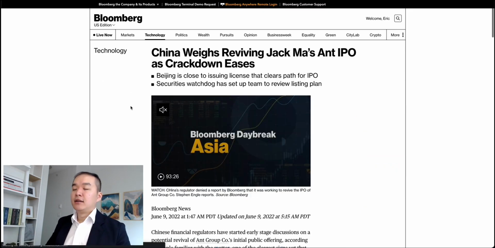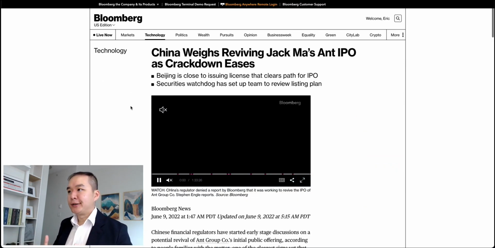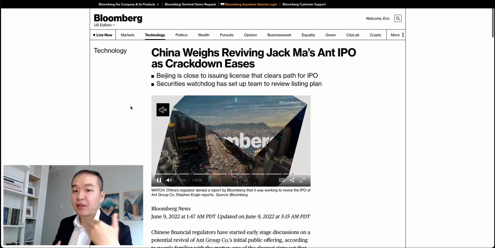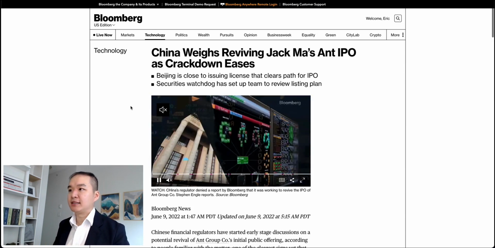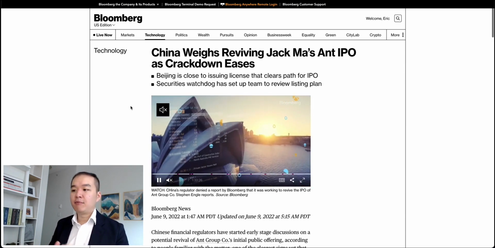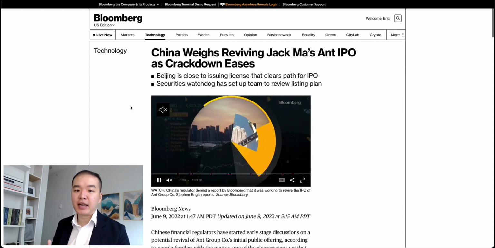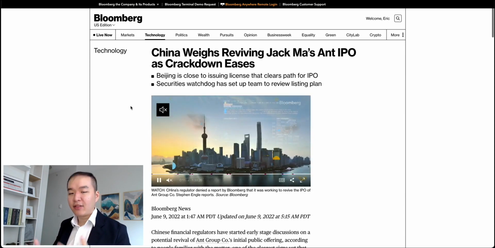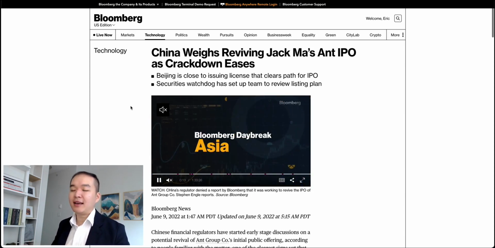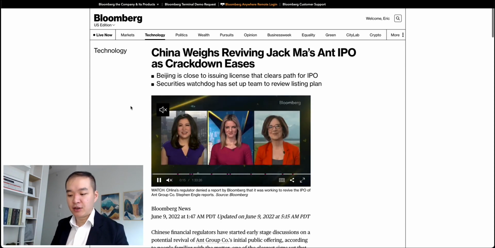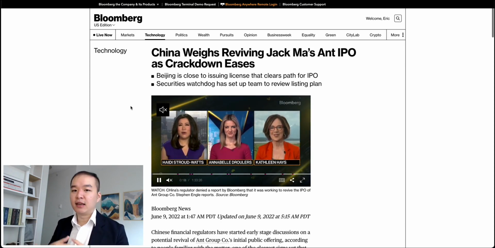Now, sometimes you'll encounter articles saying that China is thinking about reviving Jack Ma's Ant IPO as crackdown eases, but these kind of articles get published every couple of months, and so far nothing has really changed. So I do think eventually Ant IPO will be revived. It will go public in Hong Kong or Beijing or the Shenzhen exchange, but then there is really no timeline.